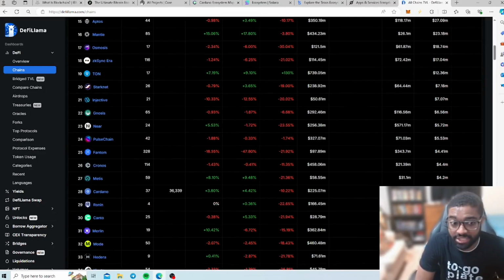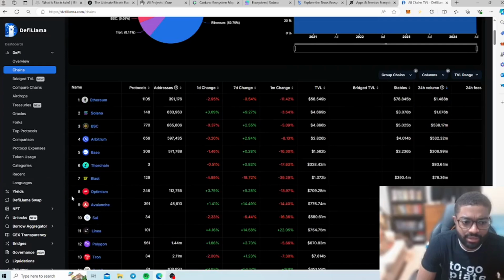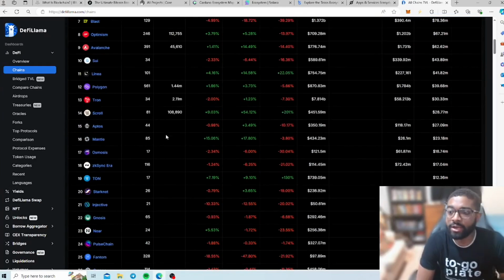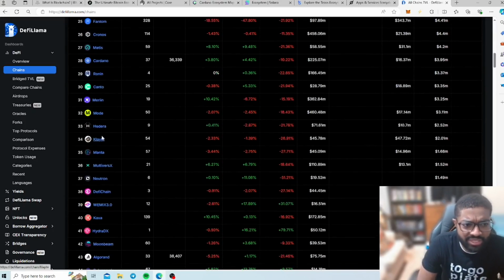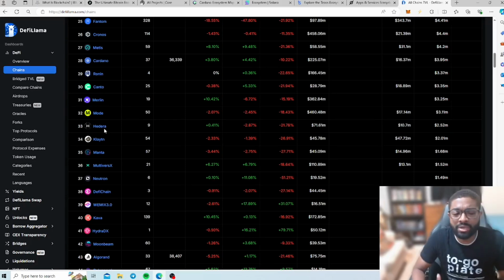So you can see that's a dramatic difference from something like Optimism that's getting 67, or like Base that's getting almost 300 million per day. If 300 million per day was on Cardano, they would be on cloud 9 right now. So that just shows you the contrast. And then they have some smaller chains like Hedera. So it just depends on how you position yourself.